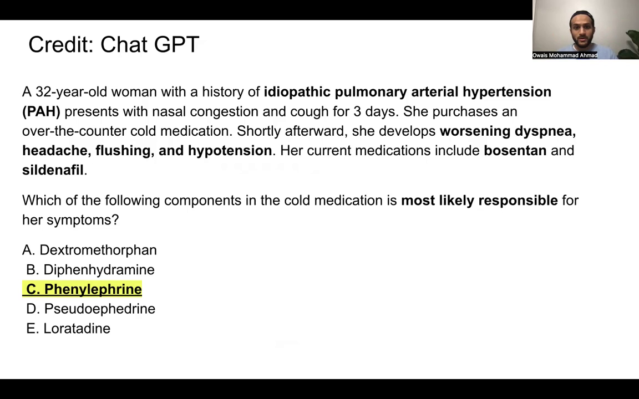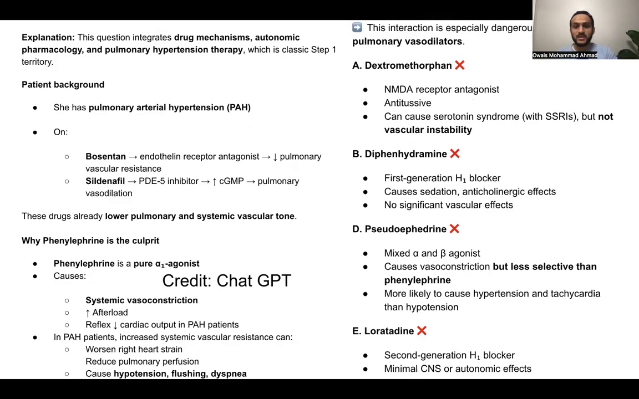Okay, let's come over here. The correct answer is phenylephrine. Explanation: the patient has pulmonary hypertension. So she's taking two drugs, bosentan, which antagonizes endothelin receptors, and sildenafil, which increases cyclic GMP, excuse me, increases nitric oxide. Phenylephrine is the culprit. Alpha 1 agonist, systemic vasoconstriction, increases afterload, decreases cardiac output. And of course, if you increase systemic vascular resistance, you're going to get right heart problems. So you can get dyspnea, JVD, flushing, hypertension.